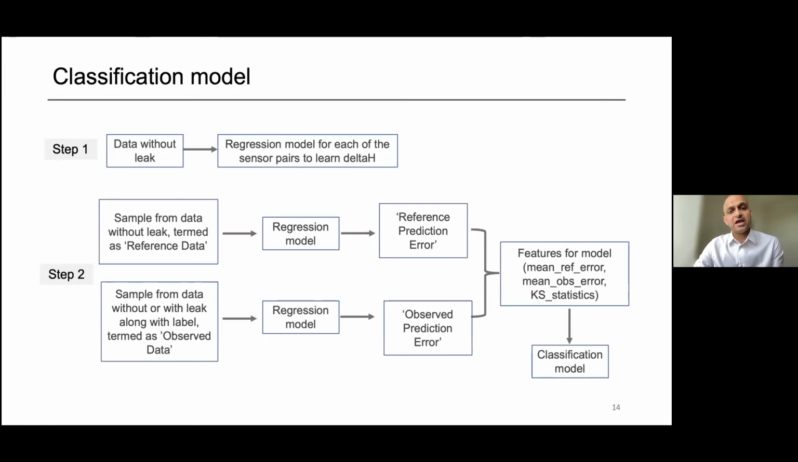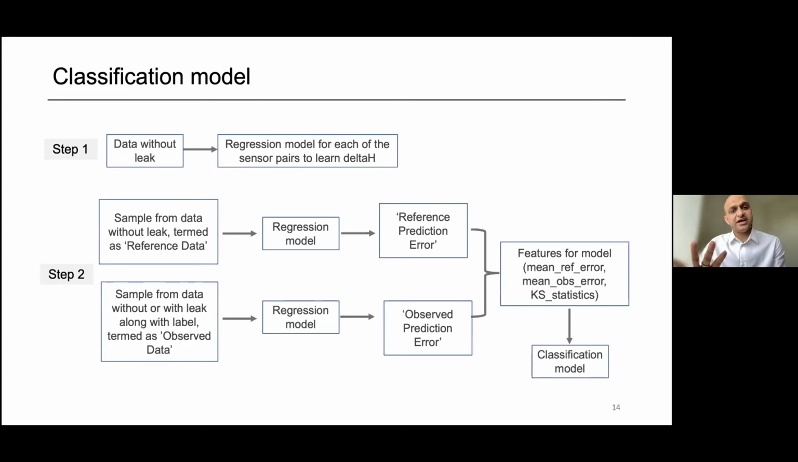So here the way the structure works is that we have a two-layered solution, where the first layer is a regression model, and this regression model essentially learns to approximate pressure drop between any two sensor pairs. And this model essentially gives us what we call the predicted delta H, and we have an observed delta H.